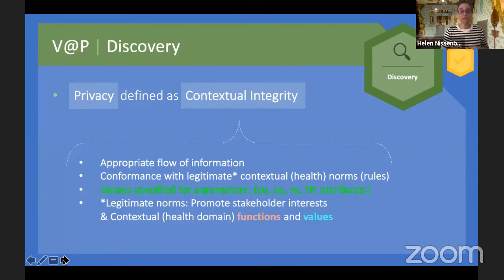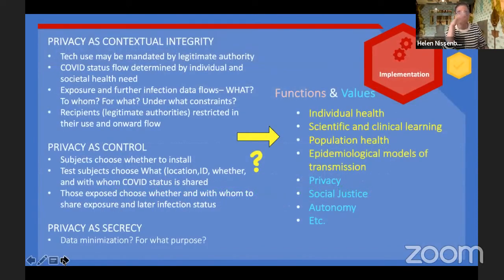And legitimate norms are those that promote stakeholder interests, and contextual in this way, in this case, health domain functions and values. Now, I hope, this is many books and many articles condensed into a single slide, but hopefully some of it will become evident. This is my final slide. Definitely not going to be able to get through everything. And I've actually lost track of how much time I've been using up.